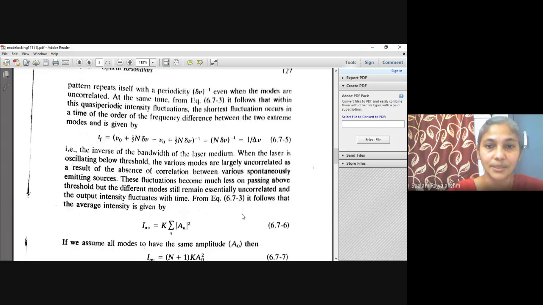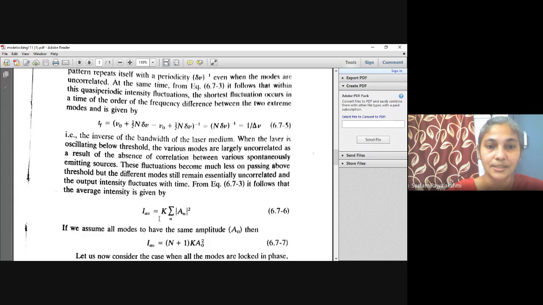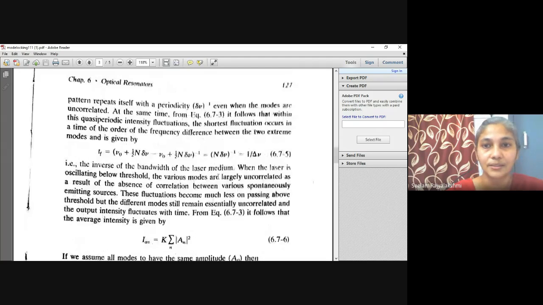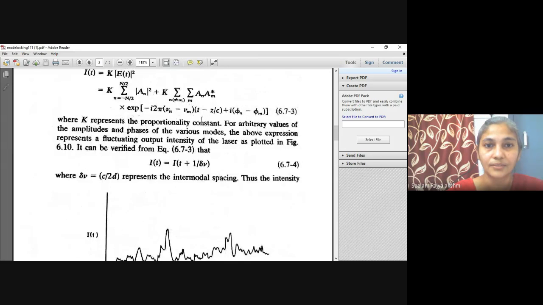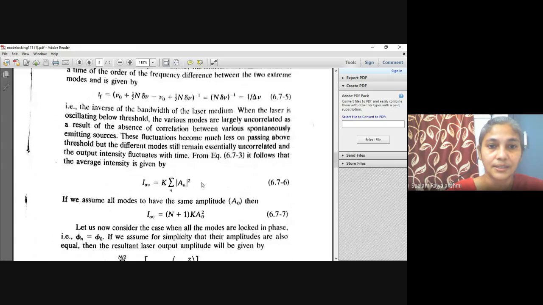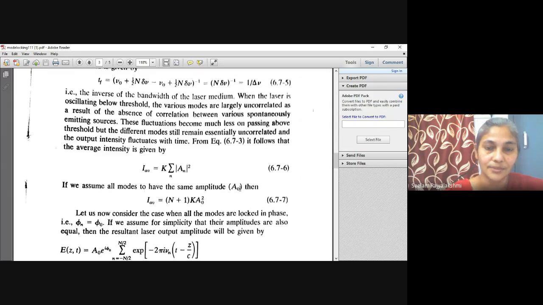From equation number 3, it follows that the average intensity is given by I AV equals K sigma n mod a n whole square. This is the average intensity, equation 6. If we assume all the modes have the same amplitude A naught, then we can write the average intensity equals n plus 1 into K A naught square.